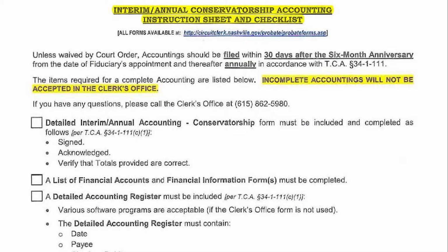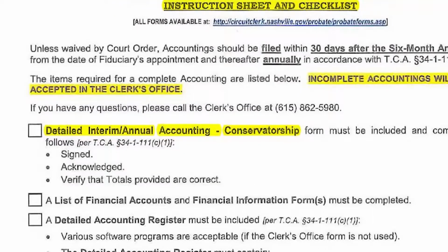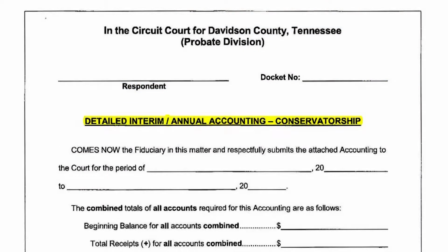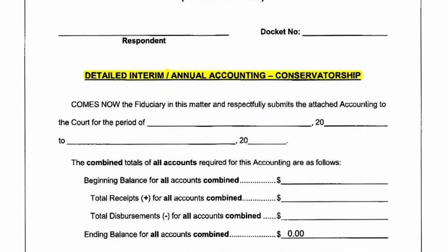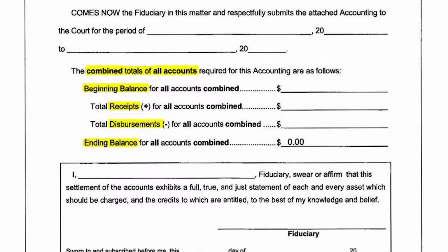The Accounting Forms packet includes a very useful checklist that helps to guide the conservator in compiling a complete accounting. The first item on the checklist refers you to the form included in the packet titled Detailed Interim Annual Accounting Conservatorship. This form should reflect the combined totals of the accounts obtained from each financial information form total. In other words, it gives a very broad overview of the respondent's assets, income, and expenditures. The conservator must verify and swear that the totals listed on this form are correct.